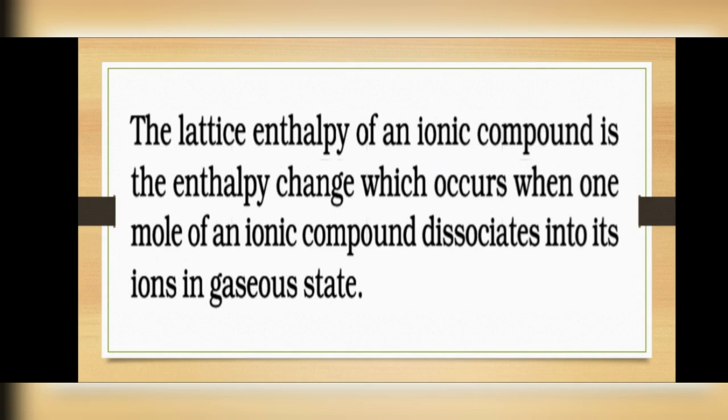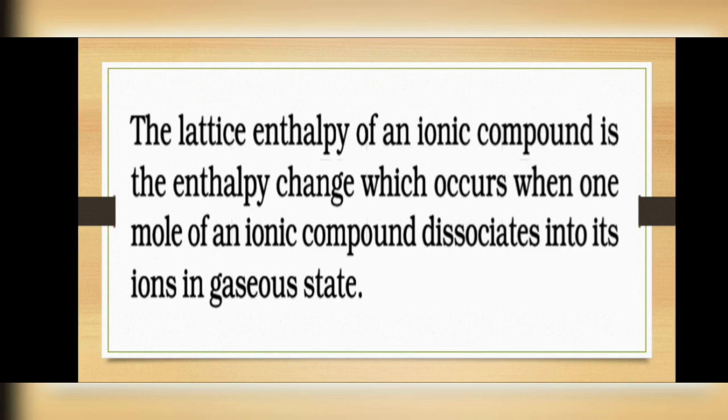So the lattice enthalpy of an ionic compound is the enthalpy change which occurs when 1 mole of an ionic compound dissociates into its ions in gaseous state. So you know what you mean by ionic compound, that is those which form ions. Ions means having positive or negative charges. Those compounds are called ionic compounds.